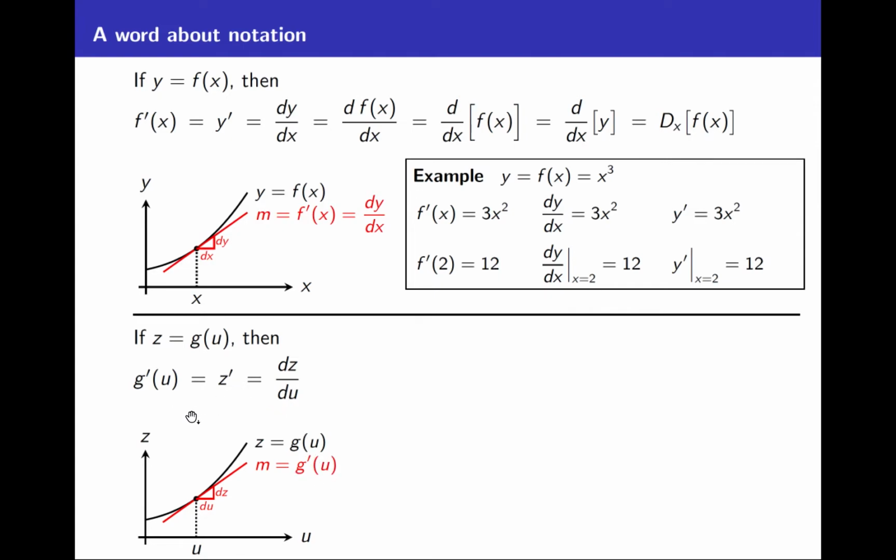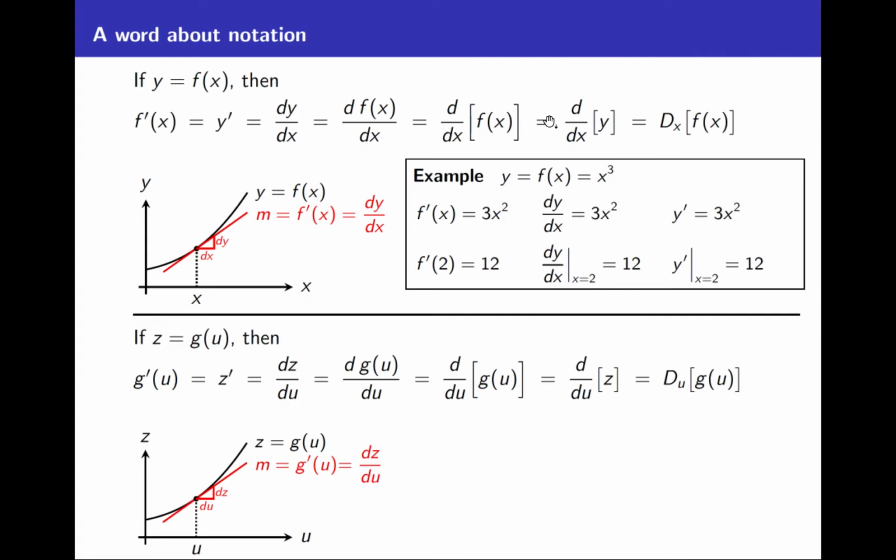So all of these things are equal. So g prime of u, also denoted as dz/du. You could write it as d g(u)/du, kind of like what we did over here. But more commonly, you would say d/du of g of u, which stands for g prime of u, or z prime, or dz/du. Or d/du of z, or d/du of g of u. This is entirely parallel to what we did up here, as long as we change the variable y to a z and the variable x to a u. It's exactly the same thing as we had above.